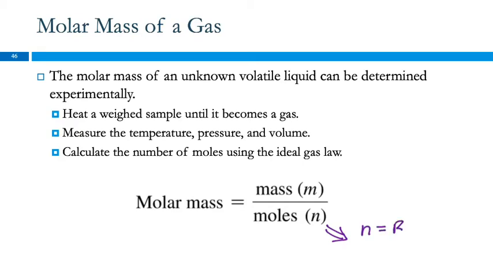So moles, we're getting that from the ideal gas law. N is equal to PV over RT. And the mass is just measured. So we measure the mass, we calculate the moles from measured volume, pressure, and temperature. We take the mass and divide by the number of moles, so we can get the molar mass of the liquid, because the molar mass of that substance doesn't change when it becomes a gas.